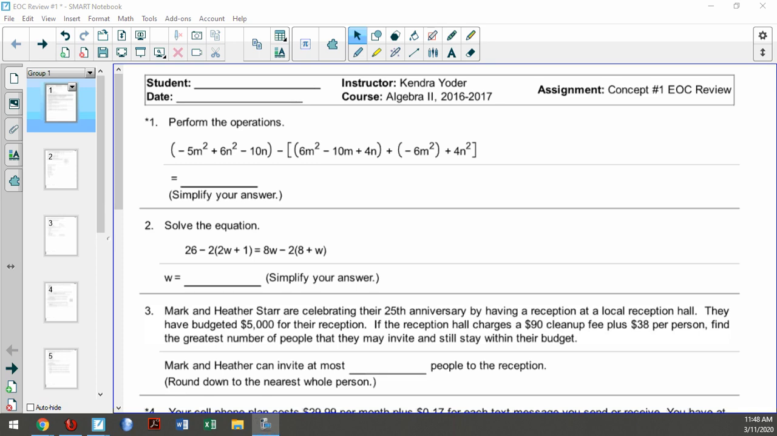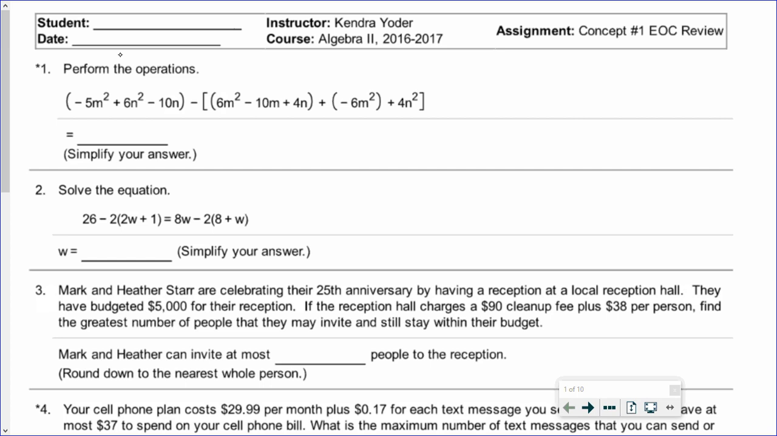Okay, this is EOC 1. Now, number 1 is a major issue for people.